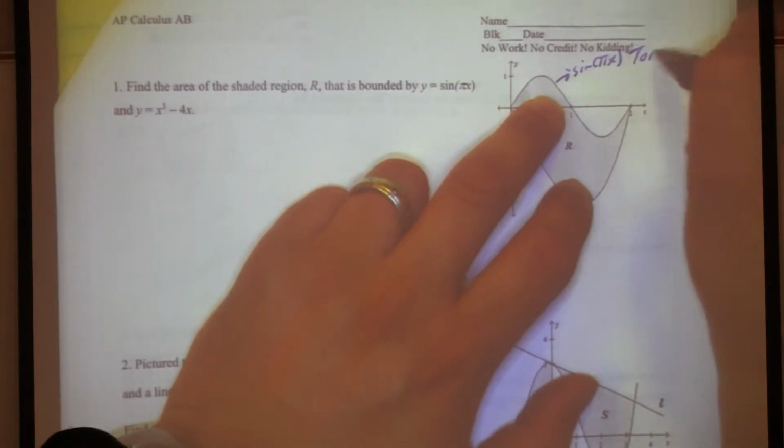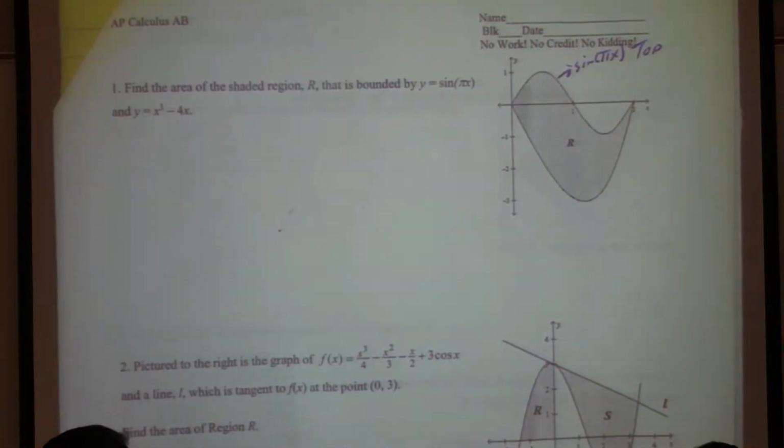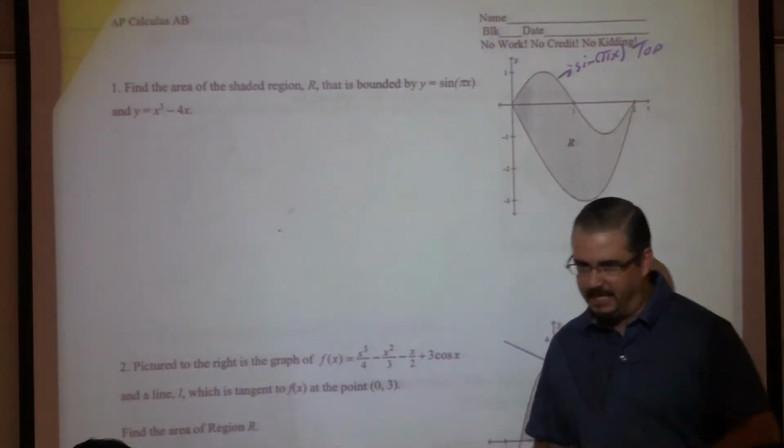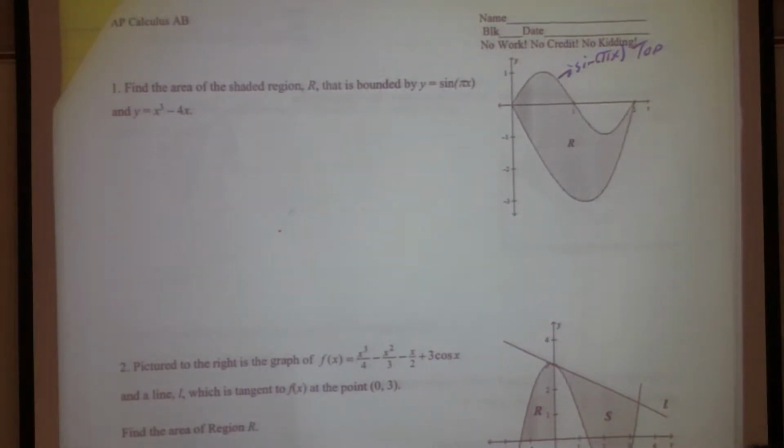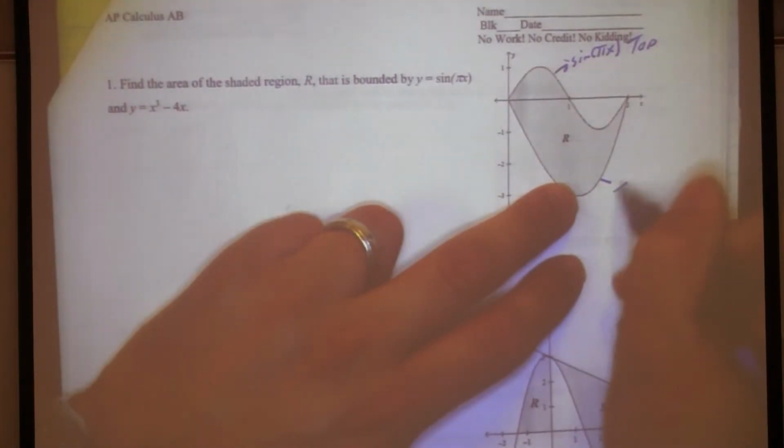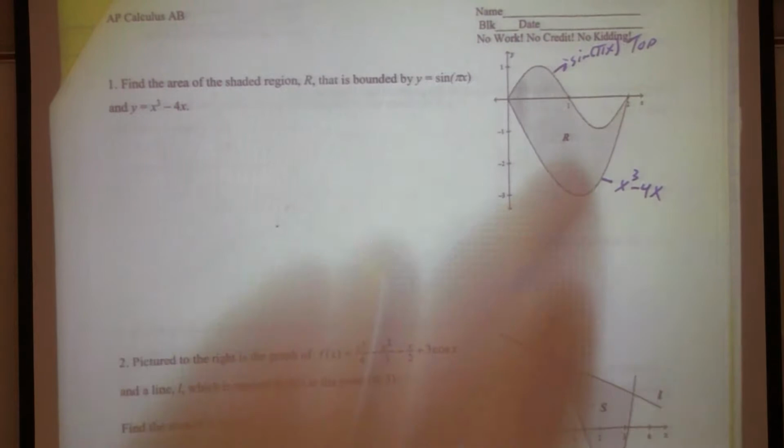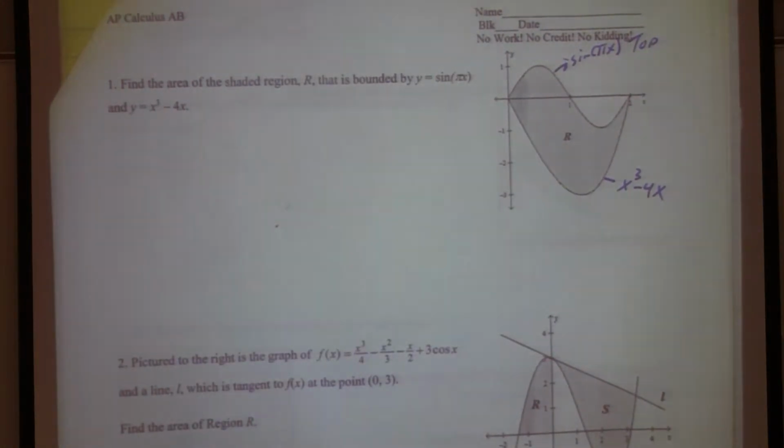So we know who's on top. Is he on top all the time? What do I mean when I say on top? Well, on top of the other function. Not on top of the x-axis, on top of the other function. So is he always on top of the other one? Yes. So I'm never gonna have to switch an interval. I'm never gonna have to do right minus left. That's something that you need to remember. Okay? Good? Alright, which one's on the bottom? X cubed minus 4x. Yes?